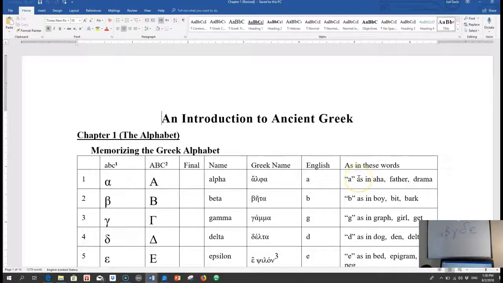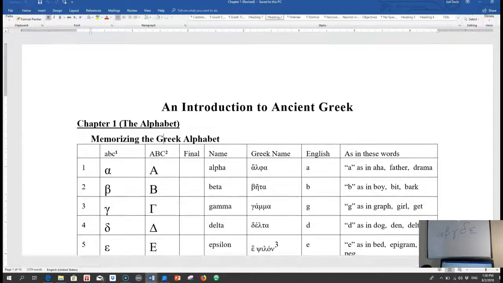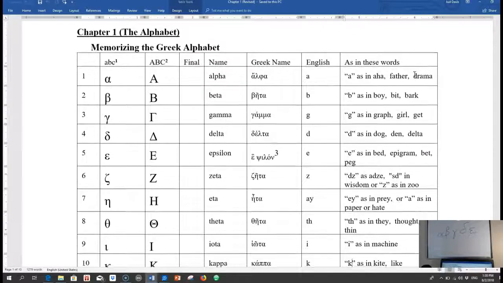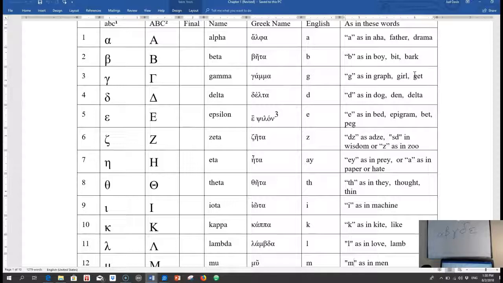this will be your chapter in the textbook that I'm putting together, and so pretty straightforward, really. Alpha, beta, gamma, delta, epsilon. So very similar to our alphabet, no problem. The gamma does look like a Y, but it's not a Y, it's the gamma.